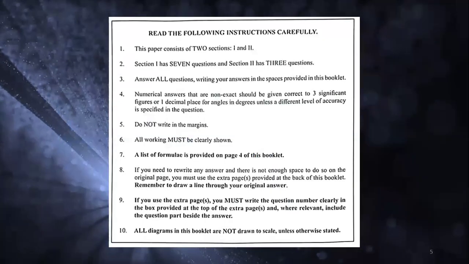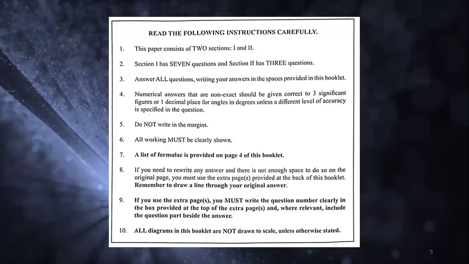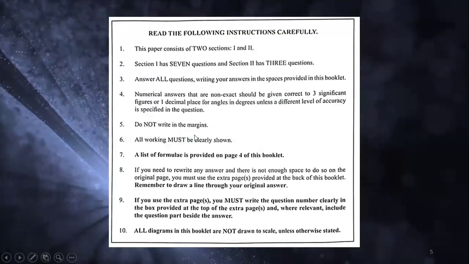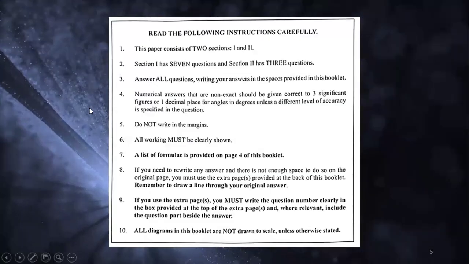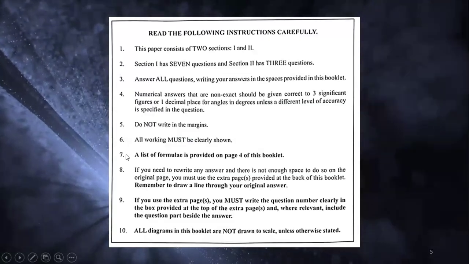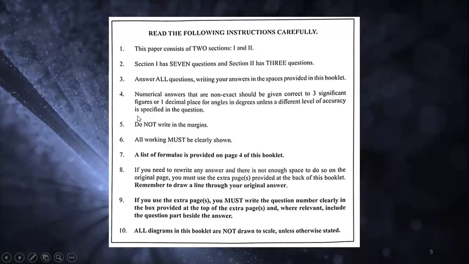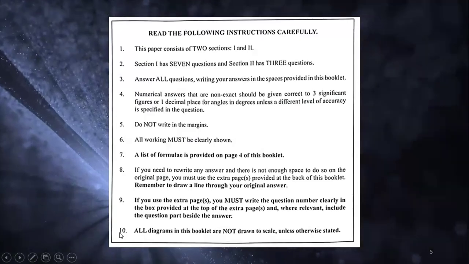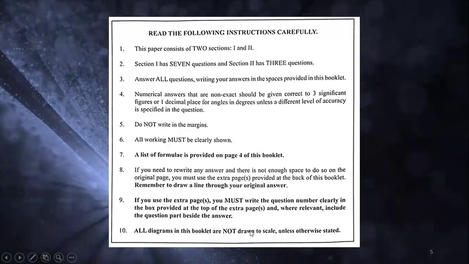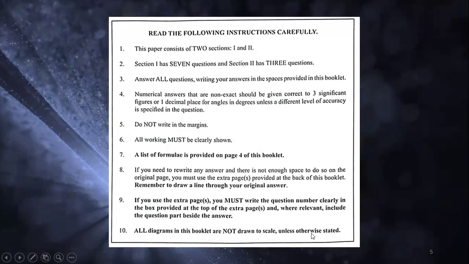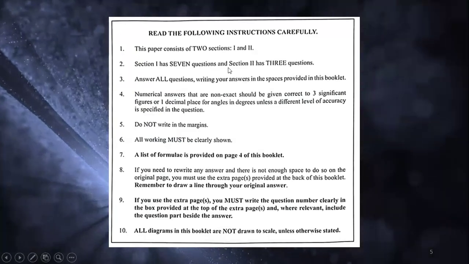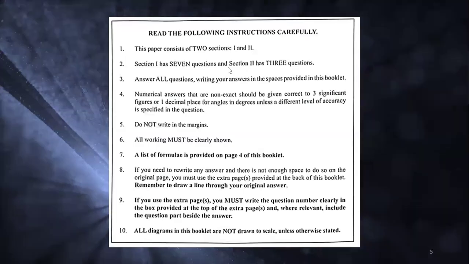First up, the instruction set for paper 2. All these instructions are important, but we're going to be paying particularly close attention to points number 4, number 7, and number 10. So let's do it in reverse order. It says here, point number 10, all diagrams in this booklet are not drawn to scale unless otherwise stated. That is true. CSEC doesn't usually draw diagrams to scale. However, they tend always to draw diagrams to proportion.